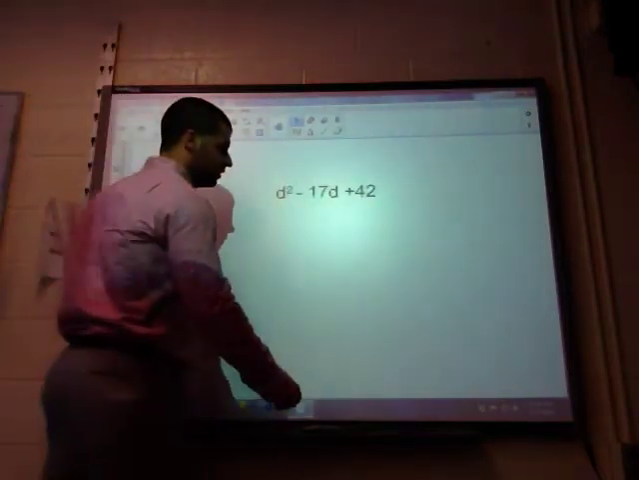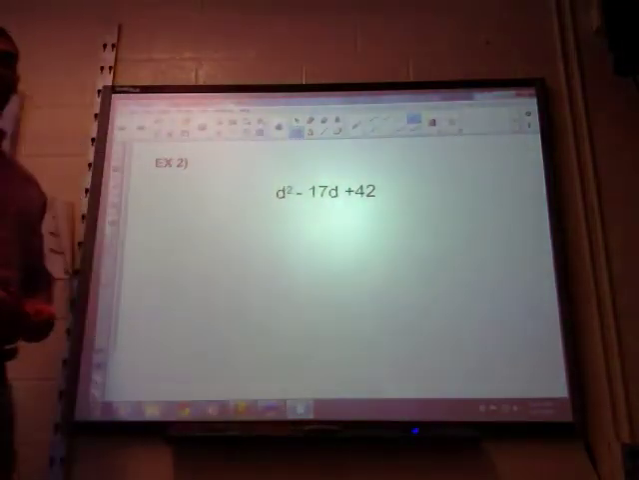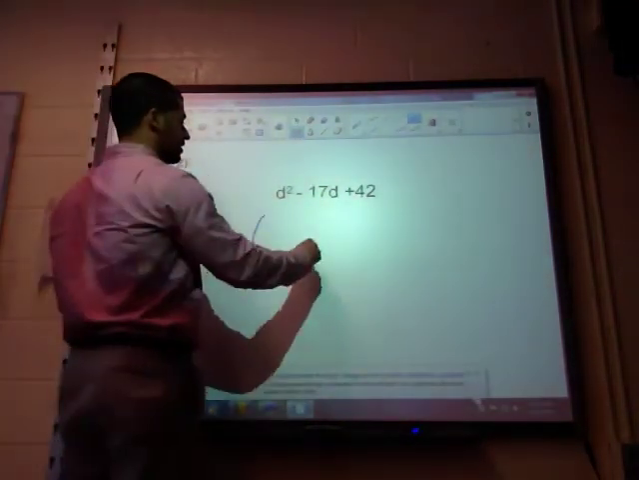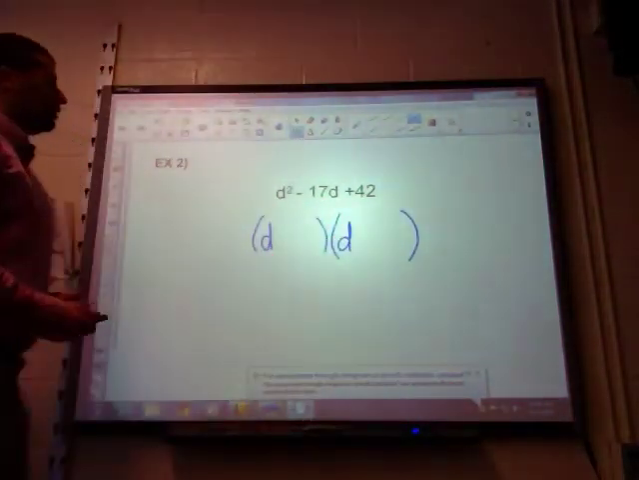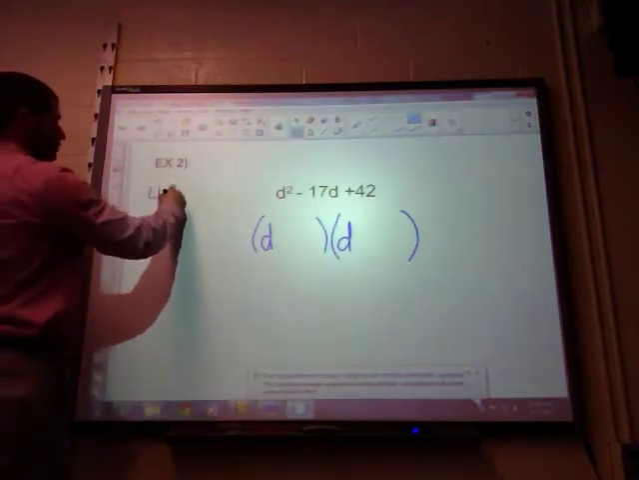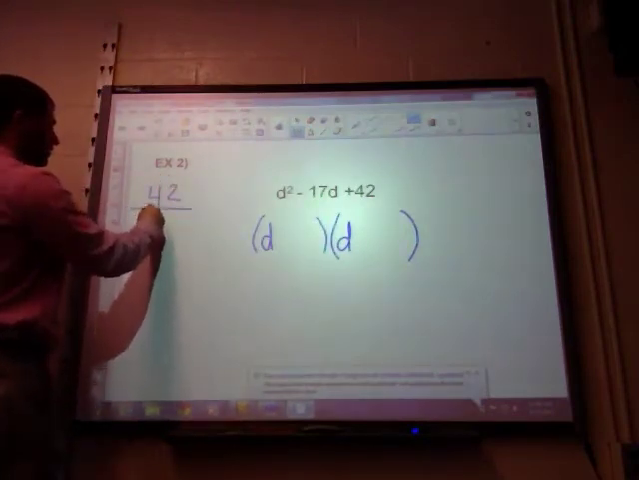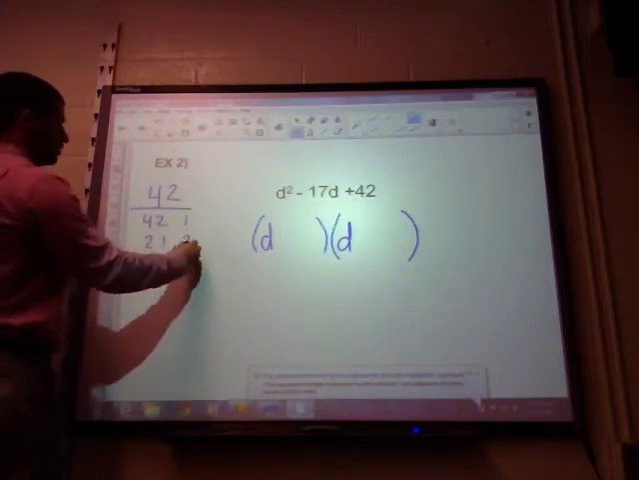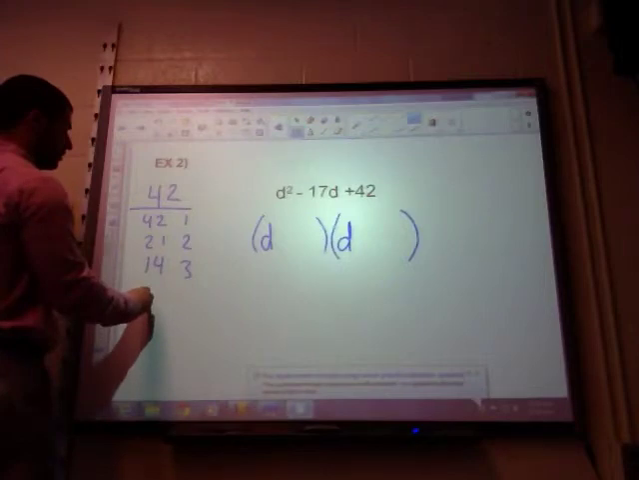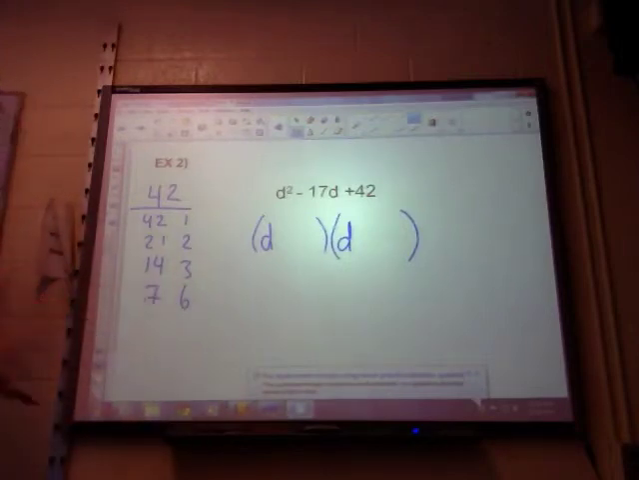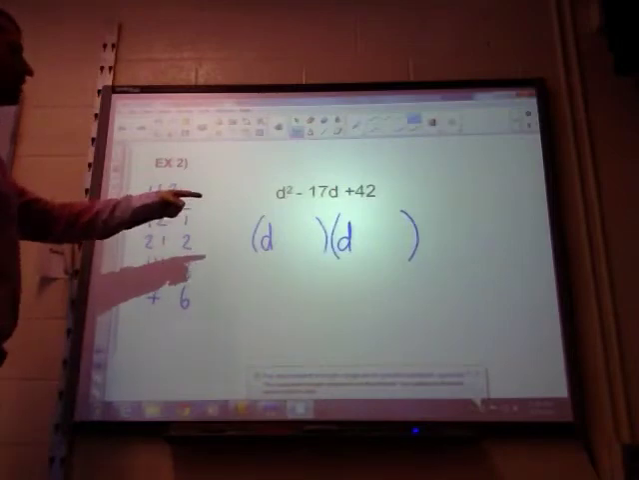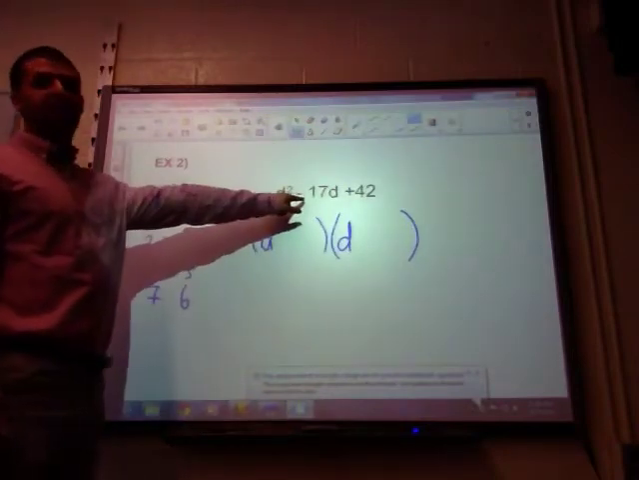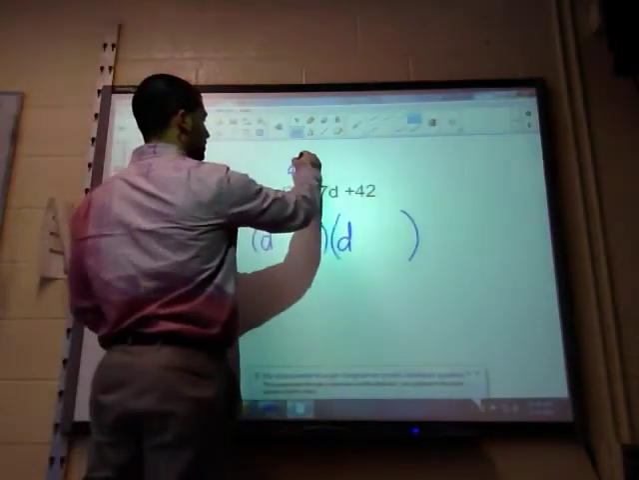So we have d squared minus 17d plus 42. Alright, so again, the only thing that can make up d squared is d times d. So let's look at the factors of 42. We have 42 and 1, 21 and 2, 14 and 3, and 7 and 6. And I believe that's it for 42. So let's test what we have. 42 and 1 multiply to 42, but they definitely don't add to negative 17. So when we look at this negative 17, we know that one of our factors must be negative.